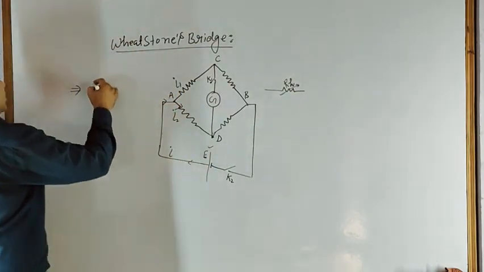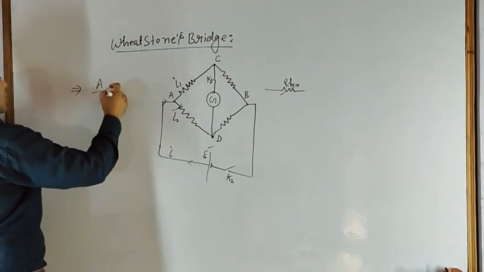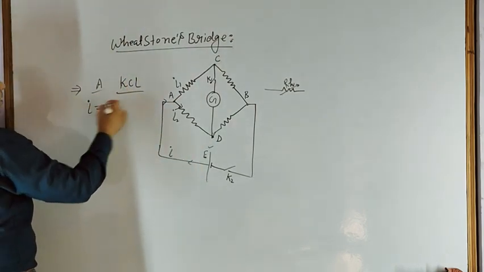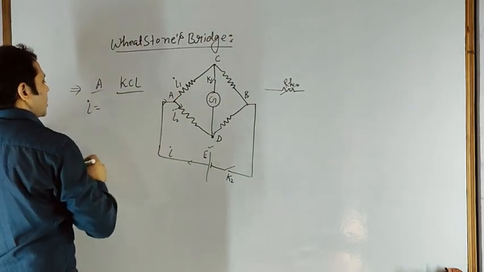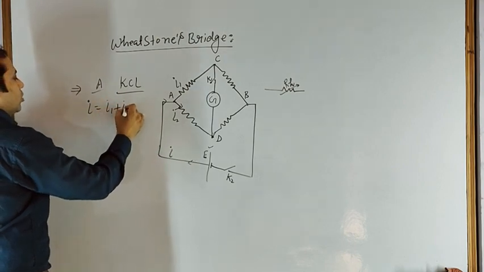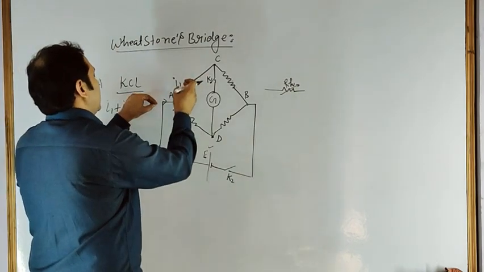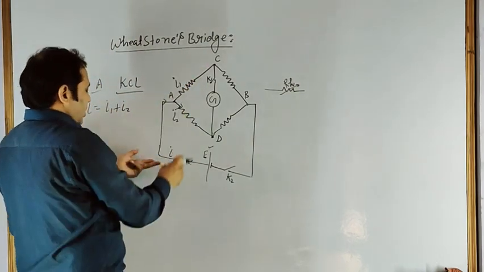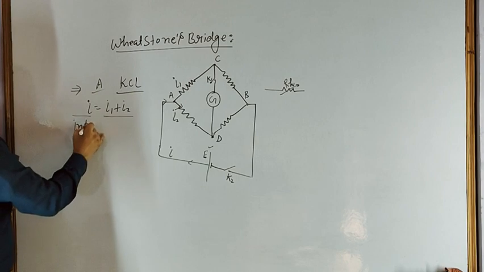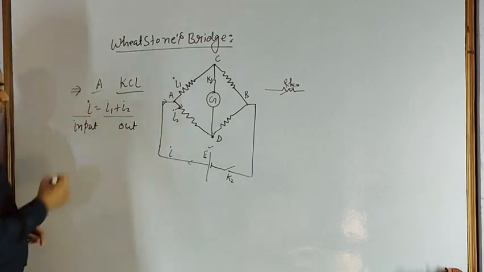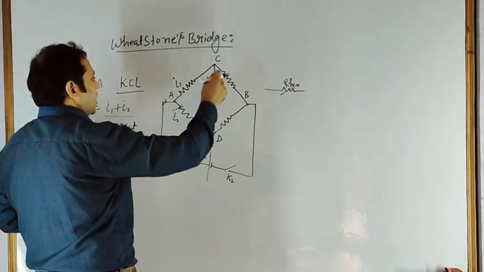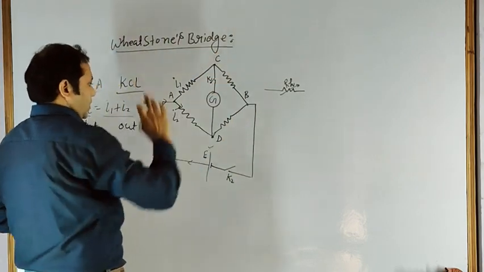At this junction A, you can apply KCL if there is any need. What is KCL? Kirchhoff's current law. So I is equal to I1 plus I2, because I1 and I2 are outgoing currents and I is basically the input current. The input current is equal to the outgoing current. Now this is input and this is output. So here you can consider a loop A, C, D, A, and another loop C, B, D, C.